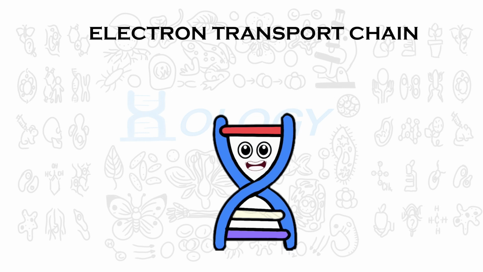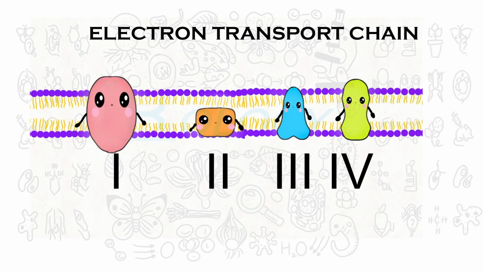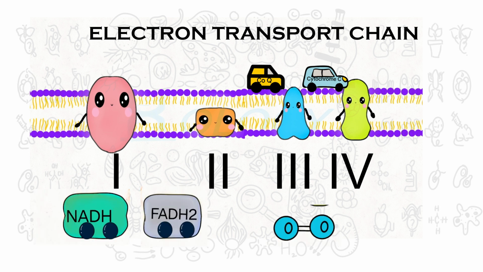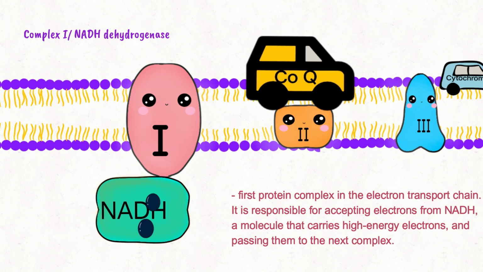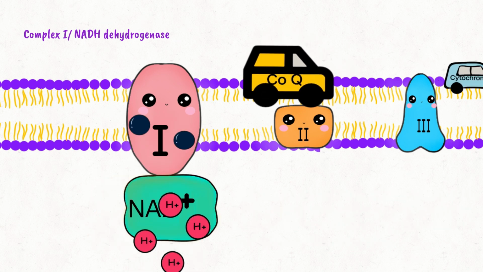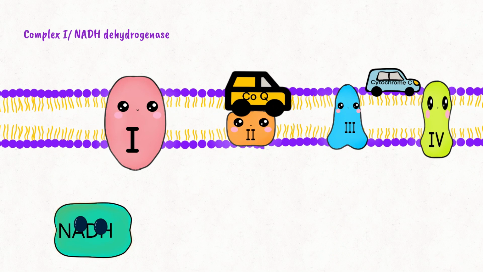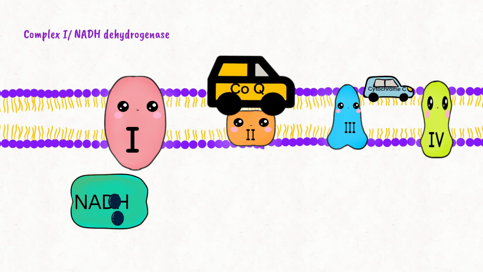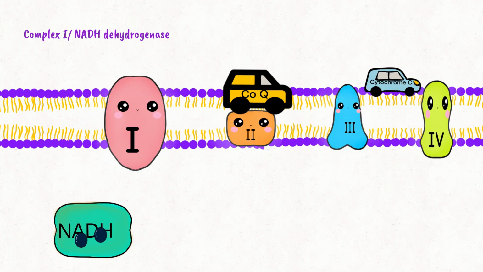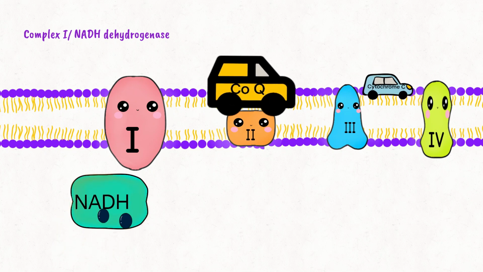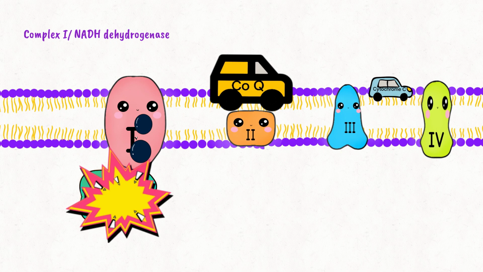Key components of the ETC are complex 1, complex 2, complex 3, complex 4, 2 carrier proteins, coenzyme Q and cytochrome C, electrons, hydrogen ions, and molecular oxygen. Complex 1. NADH dehydrogenase, also known as complex 1, is the first protein complex in the electron transport chain. It is responsible for accepting electrons from NADH, a molecule that carries high-energy electrons, and passing them to the next complex. It is leading to the transfer of protons across the inner mitochondrial membrane. Here, 2 electrons are carried to the first complex aboard NADH.